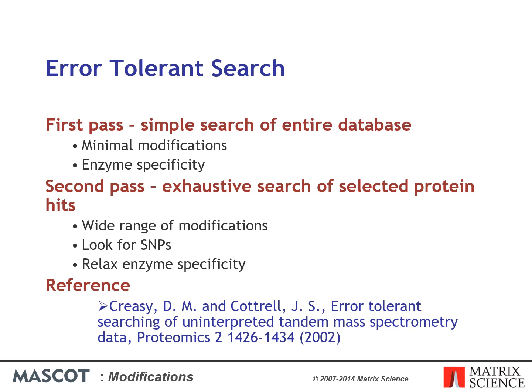It would be extremely difficult to calculate meaningful statistics from the additional matches in an error-tolerant search, and we don't report expect values. The evidence for the presence of any particular protein are the matches from the first pass search. The additional matches from the second pass search serve to increase coverage and may discover interesting modifications or single nucleotide polymorphisms, SNPs.